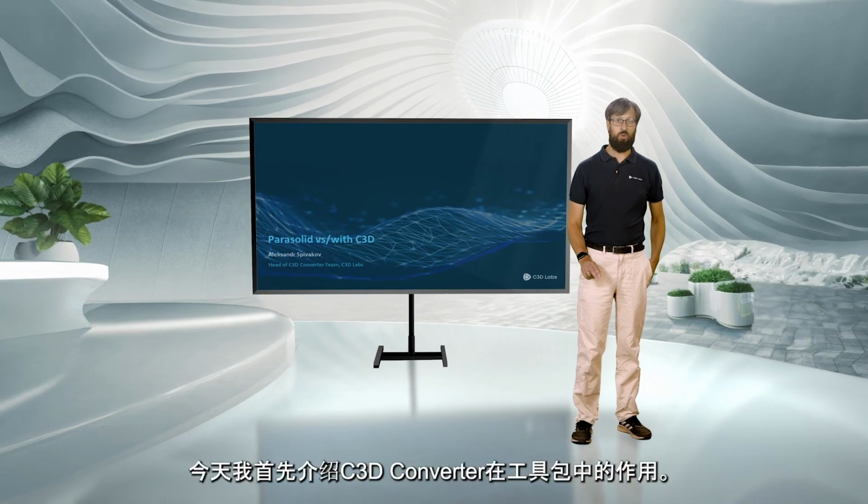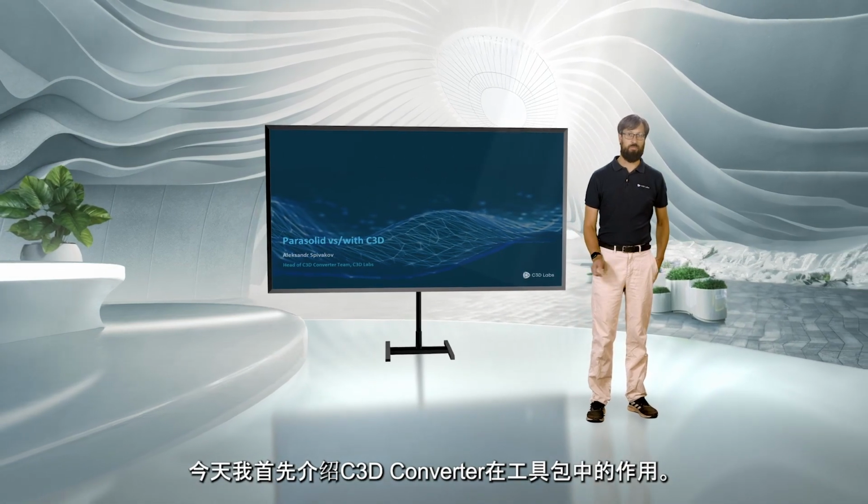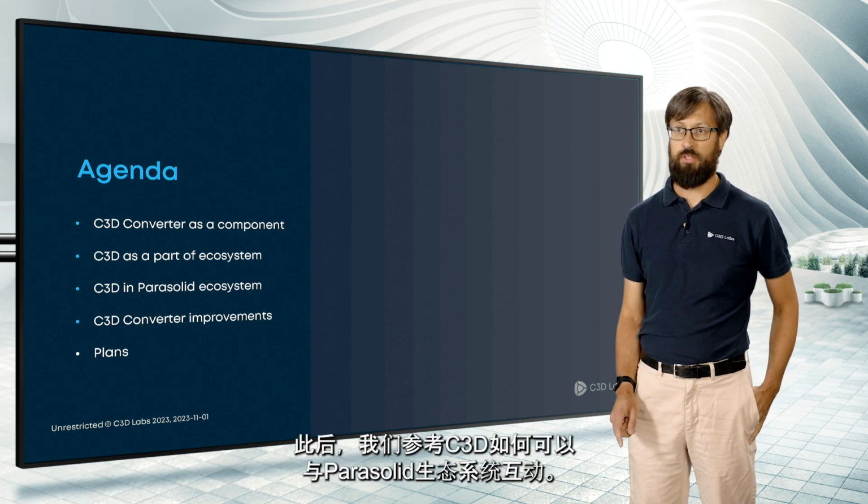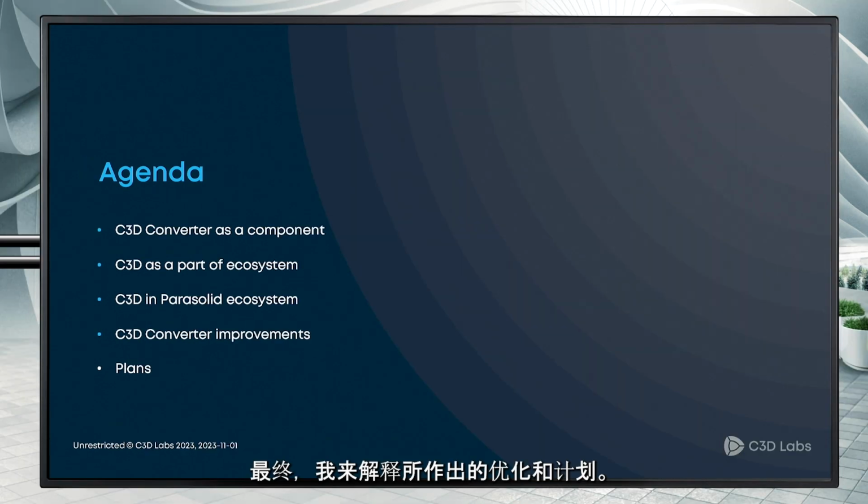Today, I'll start from the role C3D Converter plays in the toolkit. Then, let's discuss how C3D goes to products and products to ecosystems. After that, we will see how it could work with the Parasolid ecosystem. And we will finish with the improvements and our plans in future.